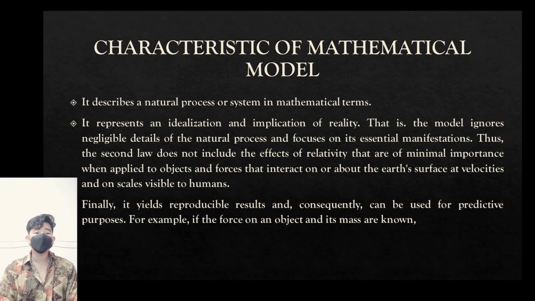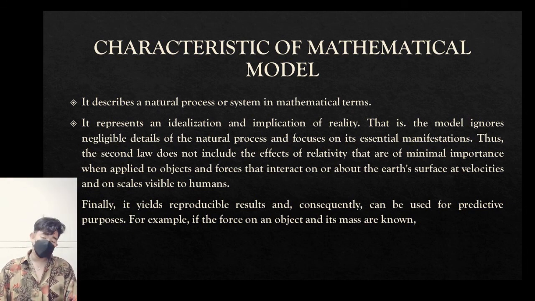Next, we have the characteristics of a mathematical model. First, it describes a natural process or system in mathematical terms. Secondly, it represents an idealization and application of reality. The model ignores negligible details of the natural process and focuses on the essential manifestations. Thus, the second law does not include the effects of relativity that are of minimal importance when applied to objects and forces that interact on or about the Earth's surface, or velocities on scales visible to the human eye.